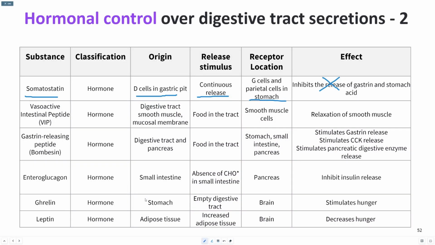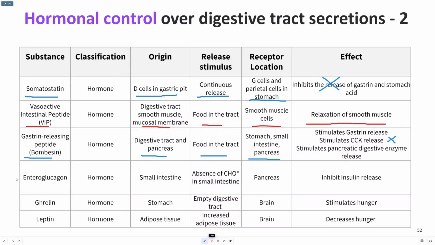And then we also have gastrin releasing peptide called bombesin. This is a newer hormone that's also made by the digestive tract and the pancreas. And its main trigger is going to be food in the GI tract, and main receptors are located in the stomach, small intestine, pancreas. And because it favors CCK, it's going to favor a reduction of the acid. So we're going to go ahead and put a cross here. And then VIP, vasoactive intestinal peptide, is a hormone that's made by the digestive smooth muscle and the mucosal membrane, also triggered by food in the tract, binds to smooth muscle, and its main function is to relax the smooth muscle.